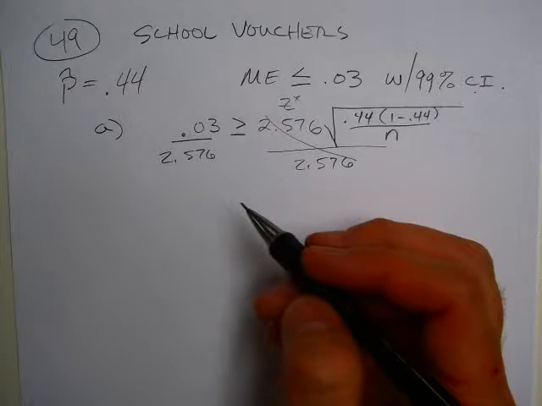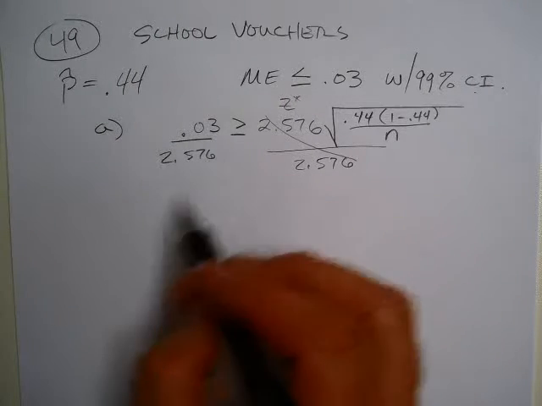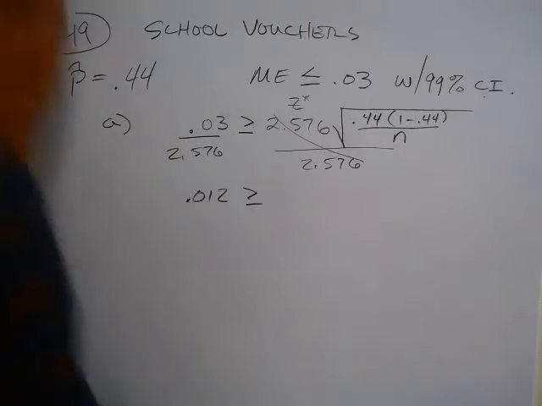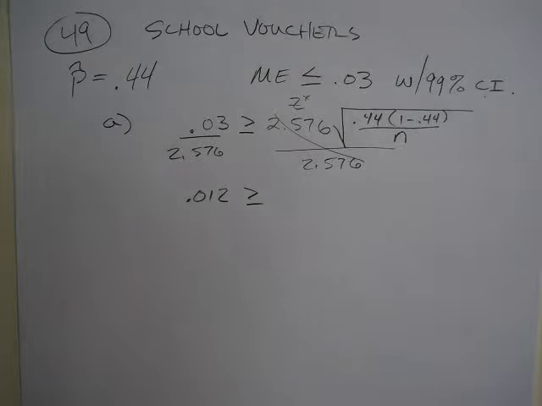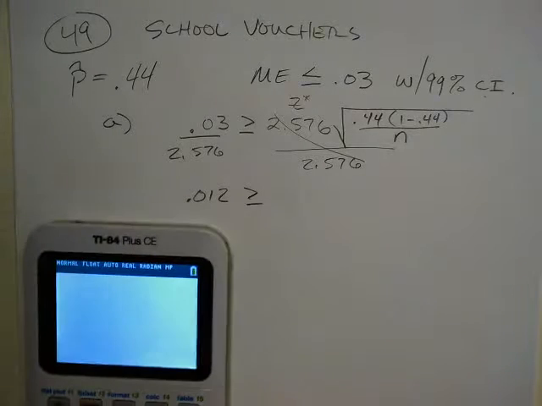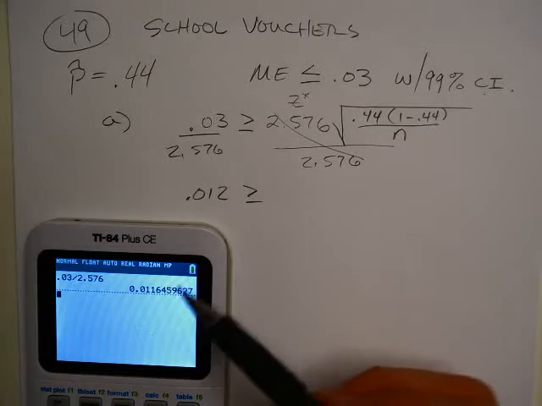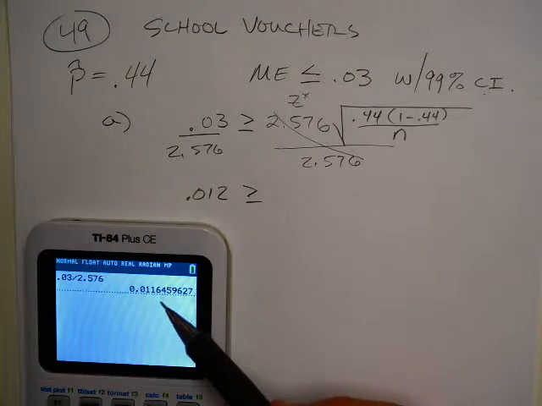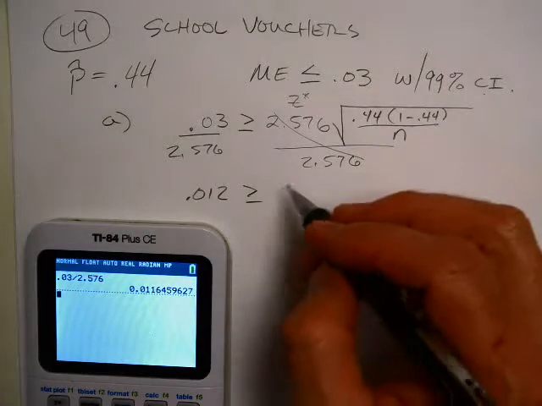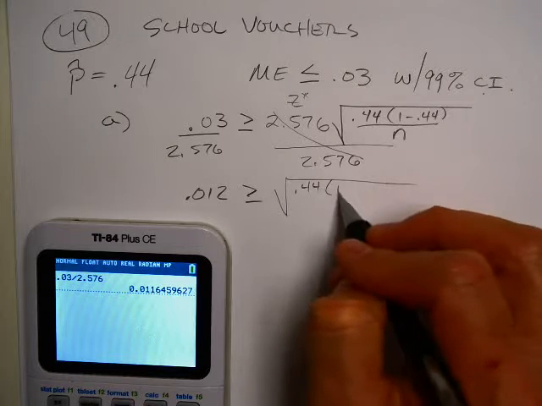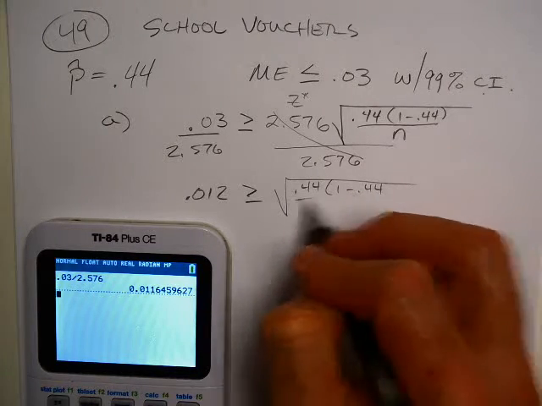So when I divide this, I get about 0.012. But I'm going to leave that value in the calculator. So I'm going to go 0.03 divided by 2.576. I've rounded for my work purposes, but I'm going to leave that value in the calculator. And so then I've got the square root of 0.44 times 1 minus 0.44 over n.